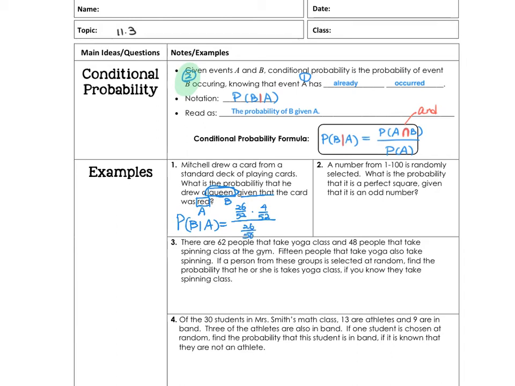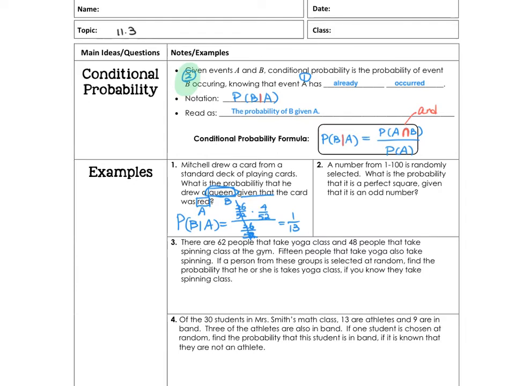Notice that's 26 over 52, because it's 26 red cards out of 52 total cards. These two fractions can be canceled, and then if I were to simplify that, that's 1 in 13 chance that the card I draw will be a queen, given that it was a red.